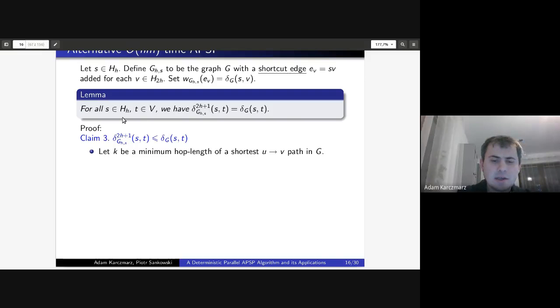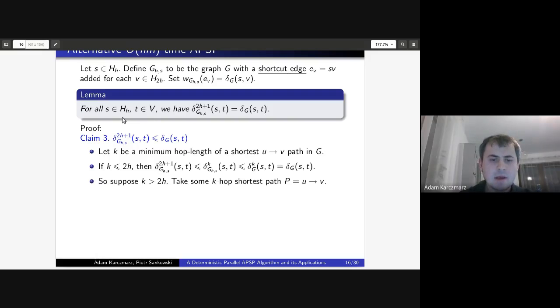To this end, let K be the minimum hop length of a shortest U to V path in G. If K is small, not more than 2H, then we are okay, since the 2H plus 1 hop constrained paths already capture this case. So suppose that K is more than 2H, and let us take some K hop shortest path P from U to V.